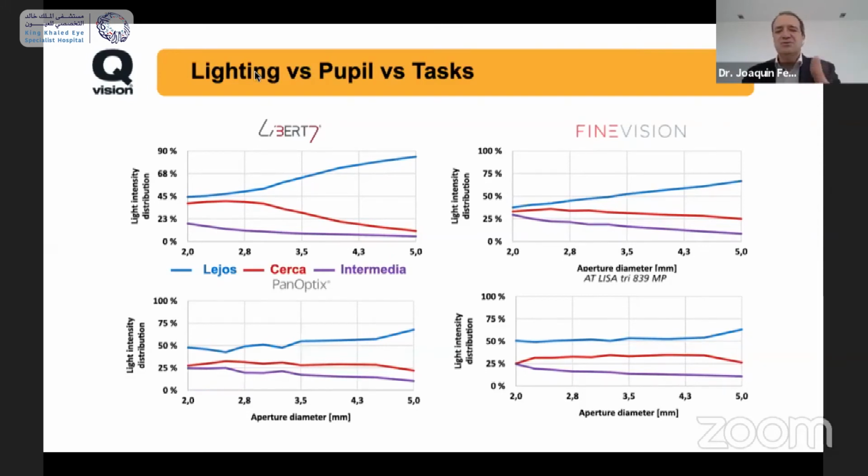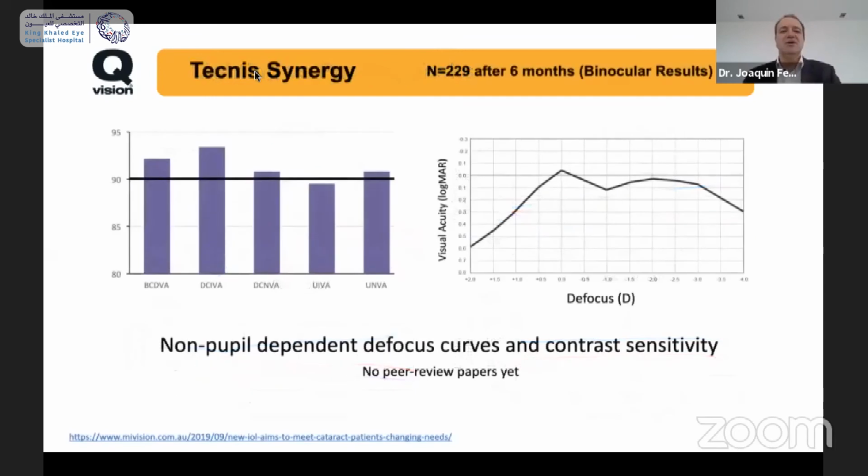More or less, you're familiar with this information, but it's not really useful for us because when we see, for example, this focus curve, we cannot tell what the pupil size of this patient is. Is it 3 millimeter, 2 millimeter, 5 millimeter? So we need to make decisions in our daily practice to know exactly what the performance of multifocal lenses could be with different pupils.